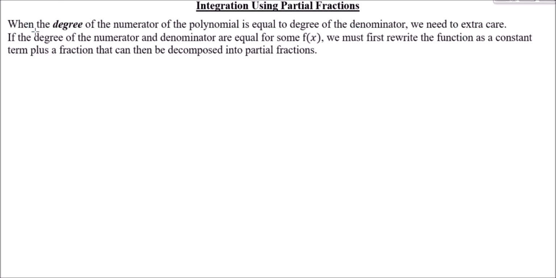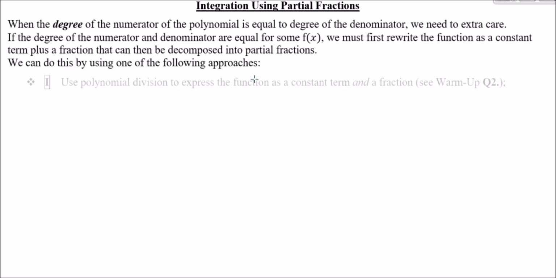So if the degree of the numerator and denominator are equal for some f of x, we first must rewrite the function as a constant term plus a fraction that can then be decomposed into partial fractions after. There's a few approaches we can use. So any one of the following approaches is valid. So approach 1, we can use polynomial division to express the function as a constant term and a fraction. So see Warm-Up question 2 for how we did that particular method.